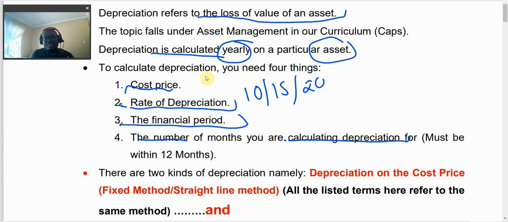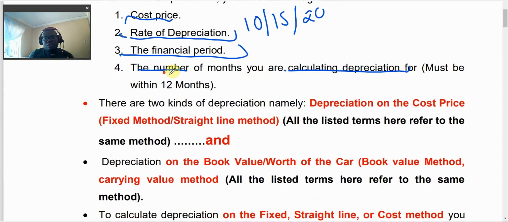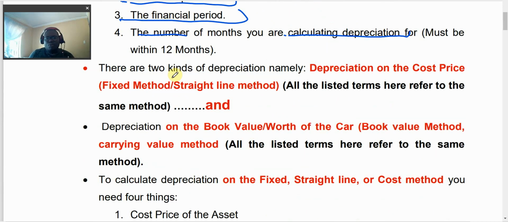And another thing that you also need to know is that there are two methods of calculating depreciation. You need to be able to differentiate between these two methods. I'm now going to talk to you about what is known to us as the cost price method. The cost price method is also known as the fixed method or straight line method.